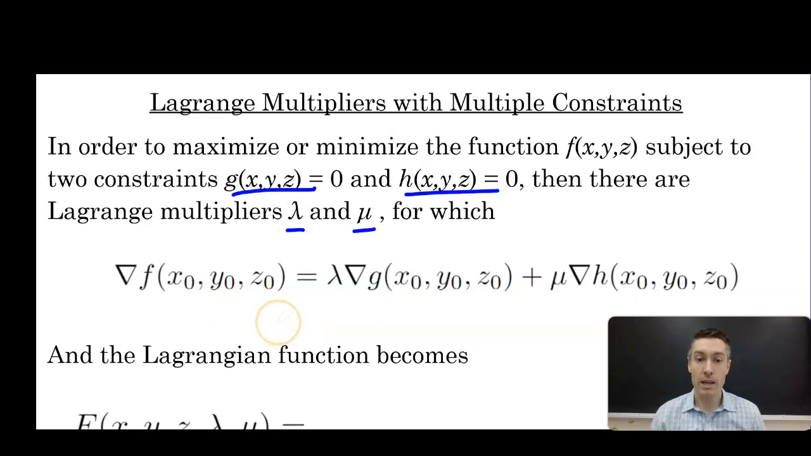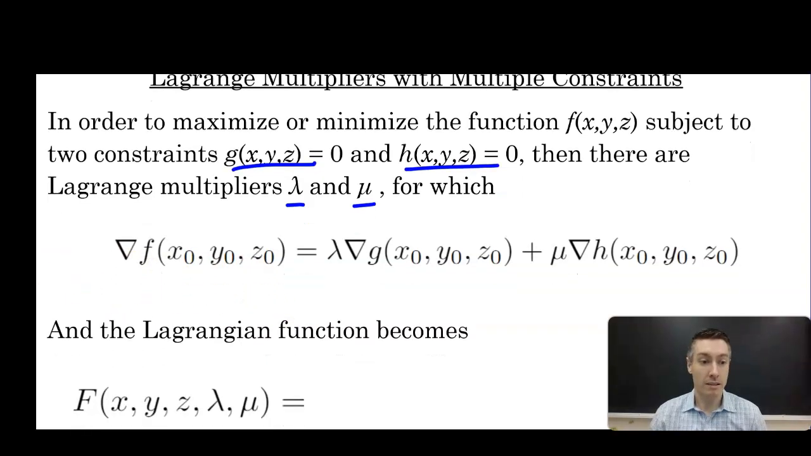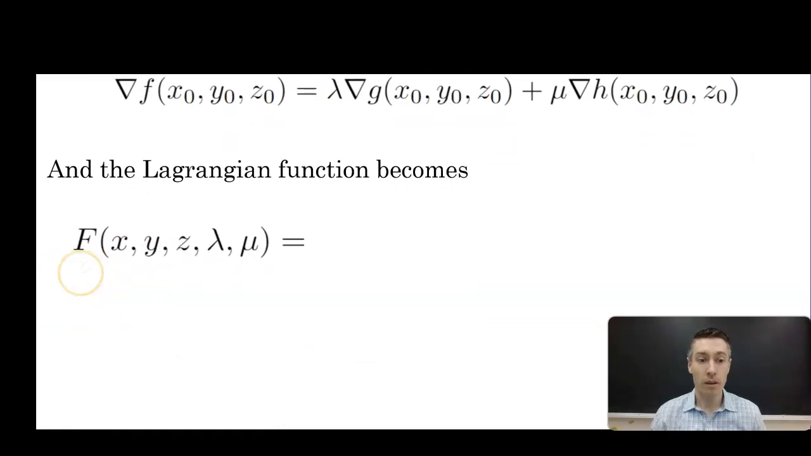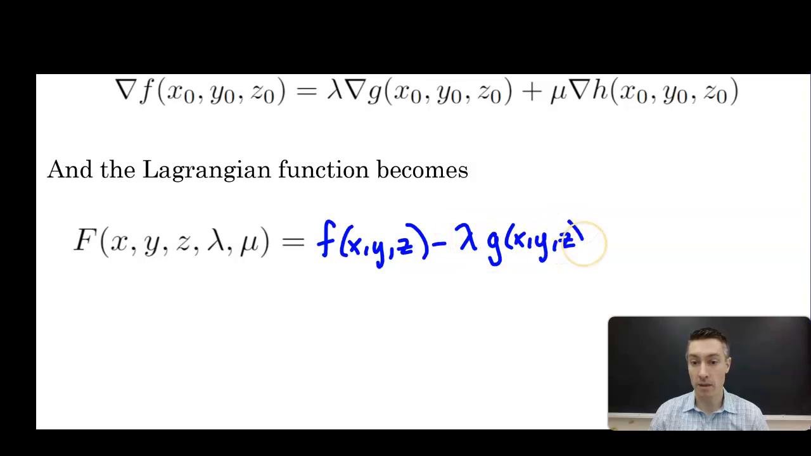Okay, so how do we extend the method that we've been doing? So we can still create a Lagrangian function. Now our Lagrangian function has x, y, z, lambda, and mu in it. So that's going to be f of x, y, z minus lambda times g of x, y, z minus mu times h of x, y, z. And we now take 5 partials to find the gradient with respect to x, y, z, lambda, and mu. That will create 5 equations that we need to solve. So let's look at an example where we do exactly that.